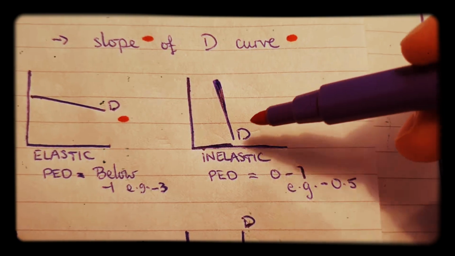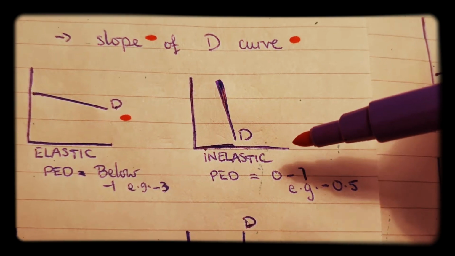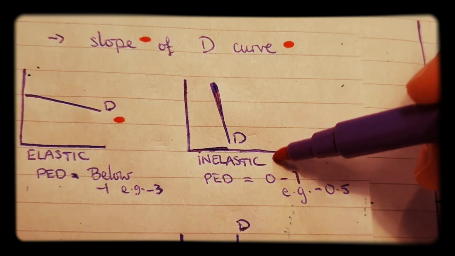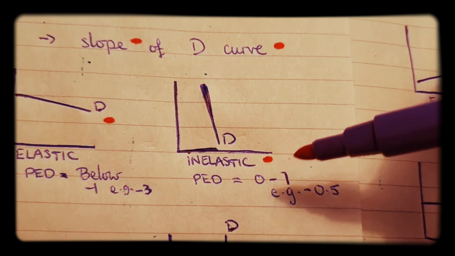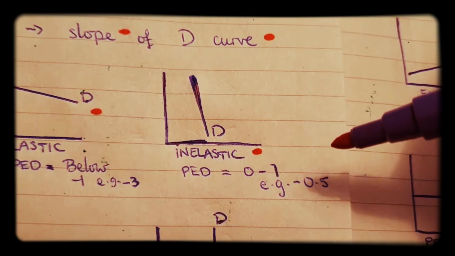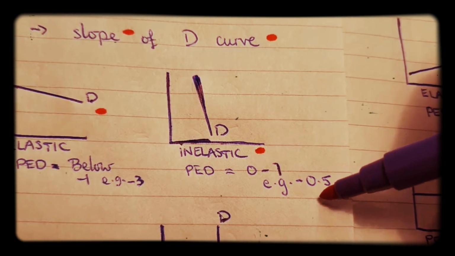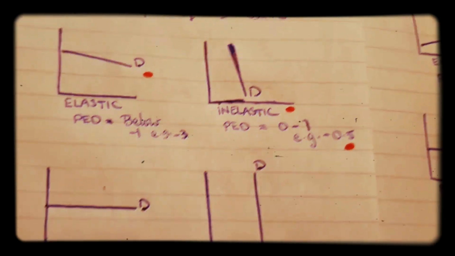And in this case, over here, we have inelastic PED. This will be a steep demand curve. In this case, the PED would be between 0 and -1, so for example, -0.5.